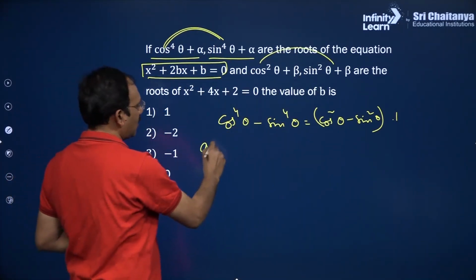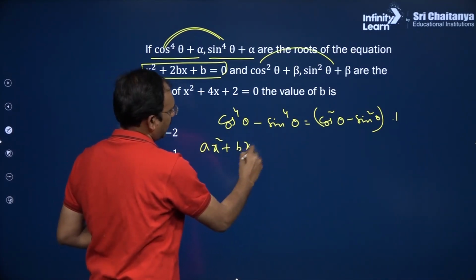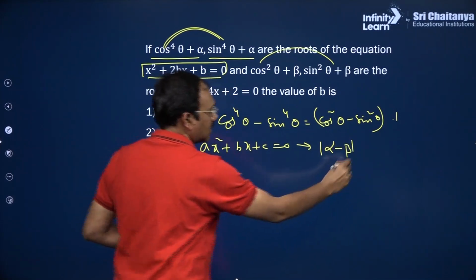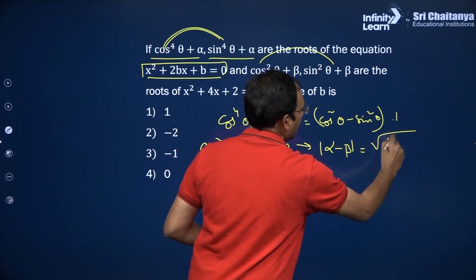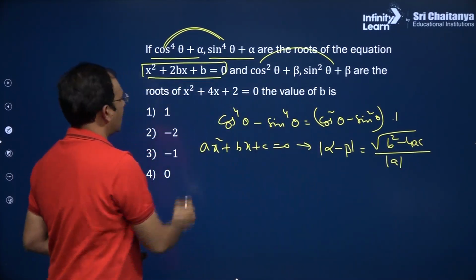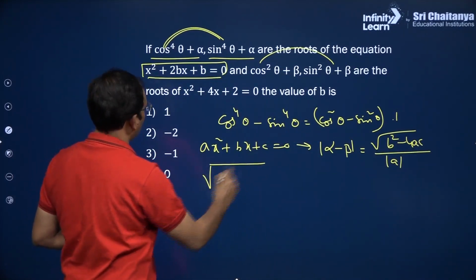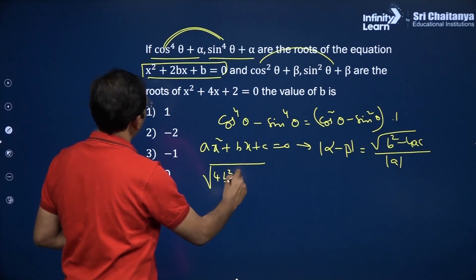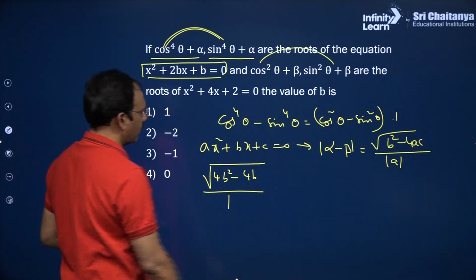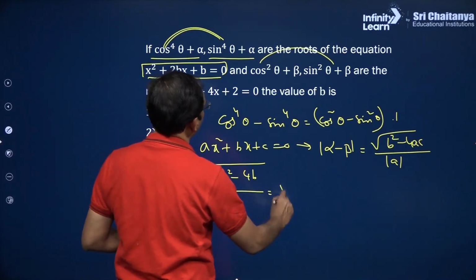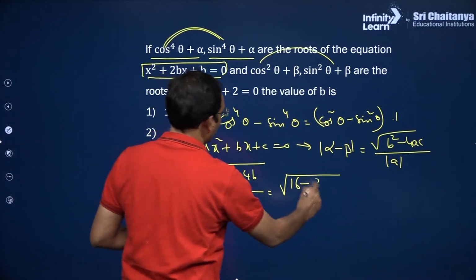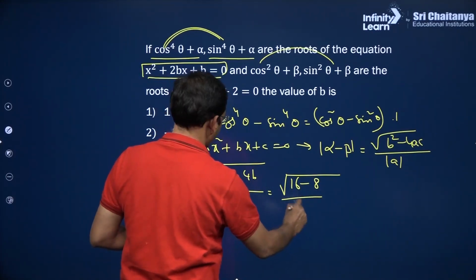For a regular quadratic equation ax square plus bx plus c equal to 0, the difference of roots mod alpha minus beta is given by root of b square minus 4ac by mod a, my dear friends. So, here what is the difference of roots? Root of 4b square minus 4b by mod a is 1, which is also equal to here root of b square minus 4ac by mod a.